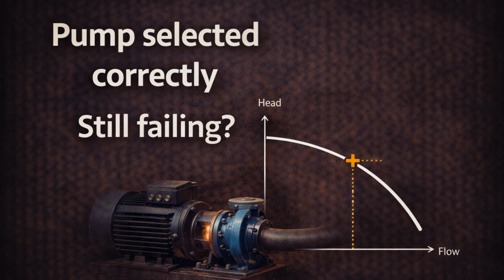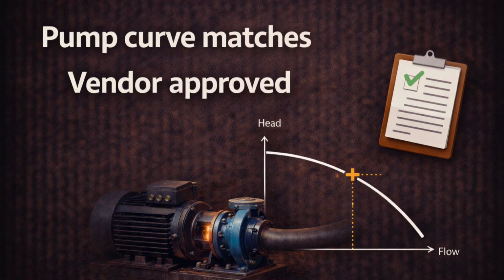Most engineers defend the selection the same way. The pump curve matches. The datasheet checks out. So the pump can't be the problem, right? Here's the unfiltered truth. Pump curves don't operate alone.